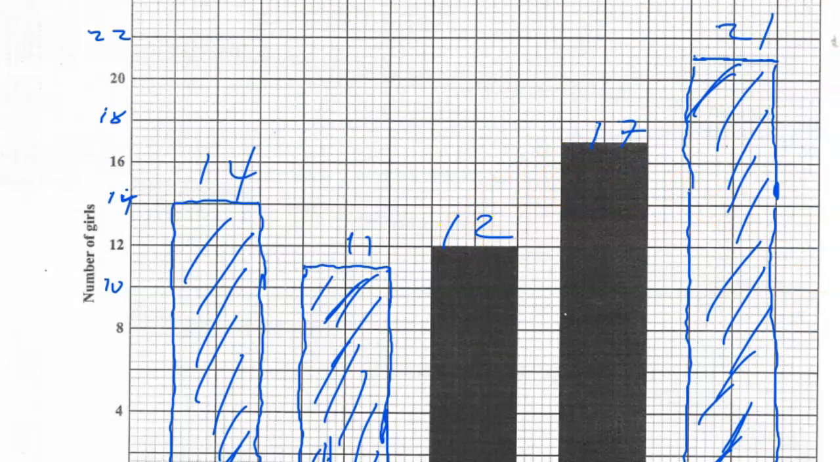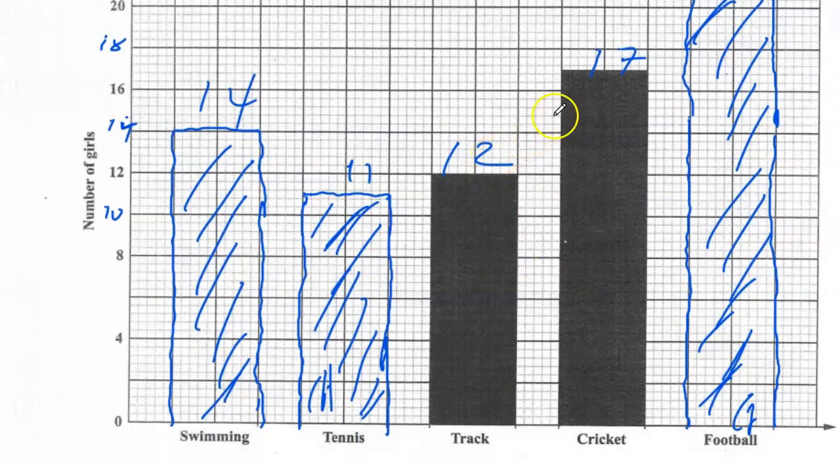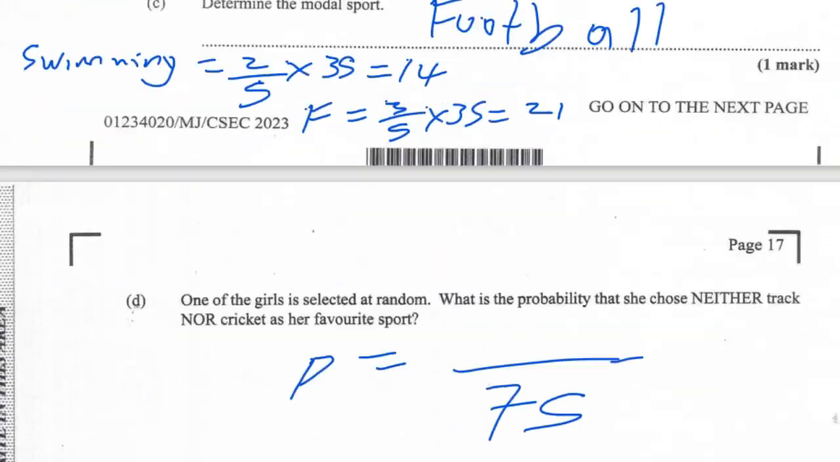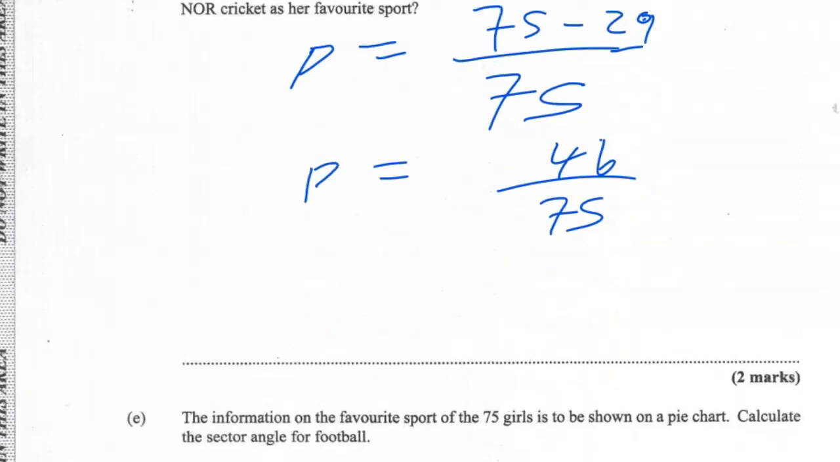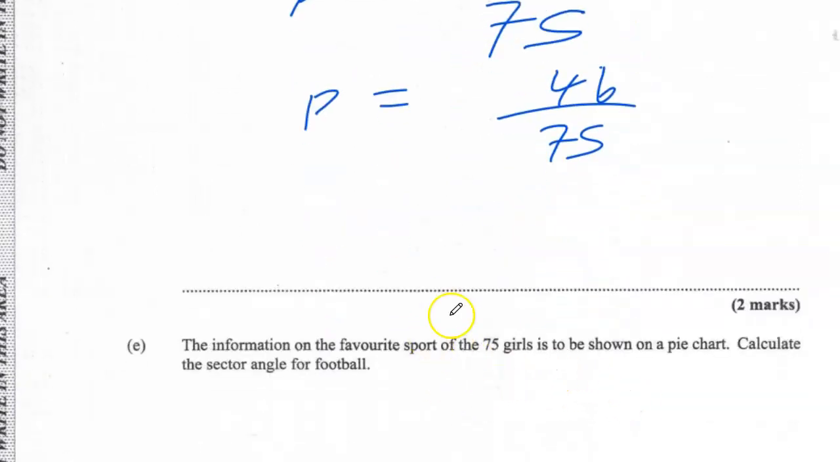Together, track was 12 and cricket was 17. That's 29. So it's 75 minus 29. We subtract track and cricket from the total, since they didn't choose those sports. So 75 minus 29, that's 46. So the number that chose neither of these sports would be 46 over the total, 75.